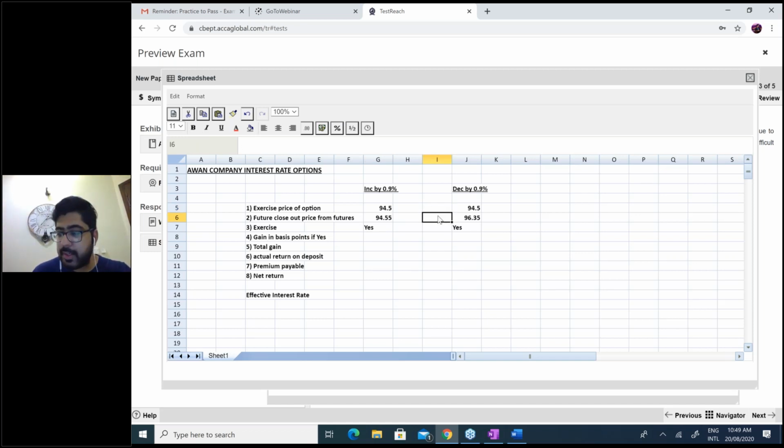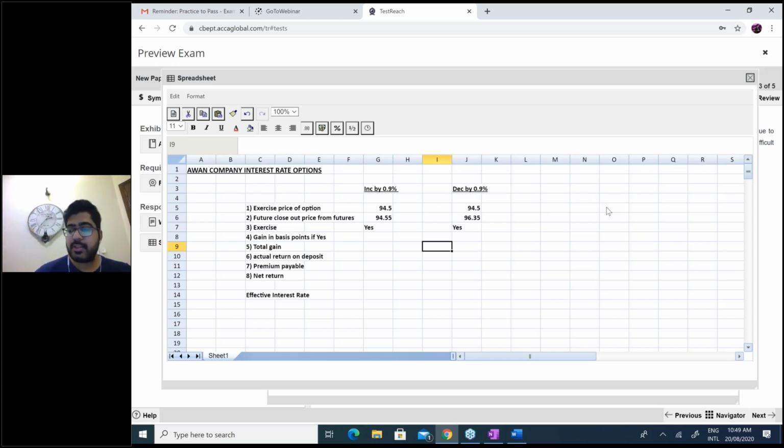No need to write buy now, sell later here. In deposit, the strategy was buy now, sell later. So buy for 94.5 and sell later for 94.55, more, so exercise yes. You only have to write yes or no. And in case of decrease, buy now at 94.5 and sell for 96.35. Again, buy for less and sell for more, gain yes.